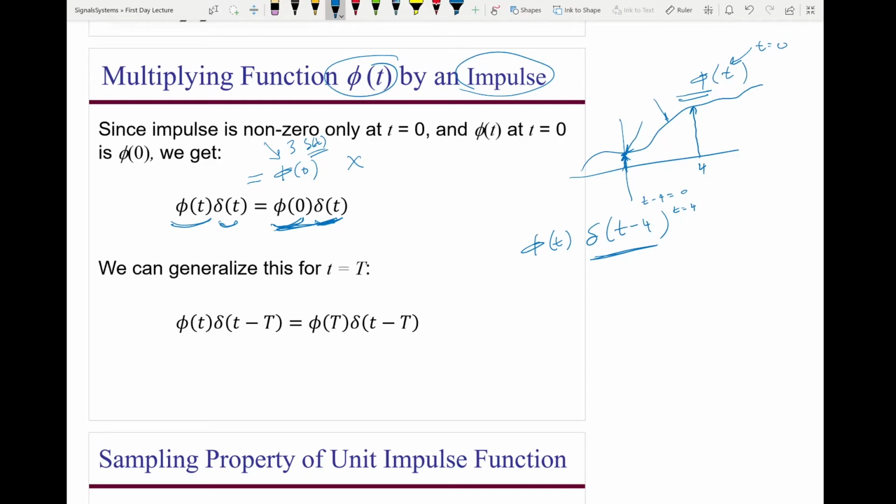So if I do the product, then the answer will be the value of the function phi at 4, the location here. So this value times the delta function t minus 4. And these are the equations. So a function multiplied by a delta located at capital T is the value of the function at this capital T times the delta function, or the impulse.